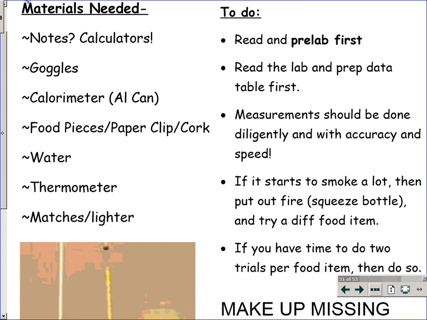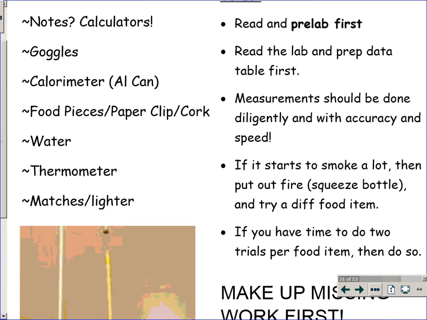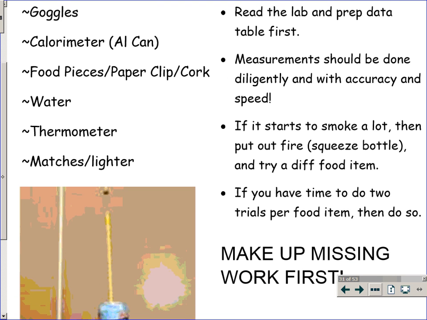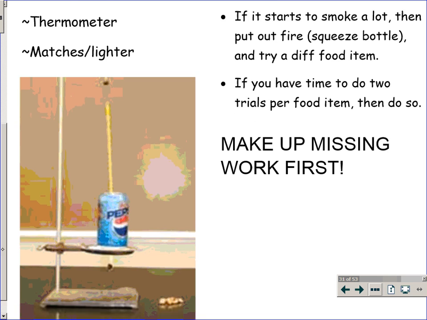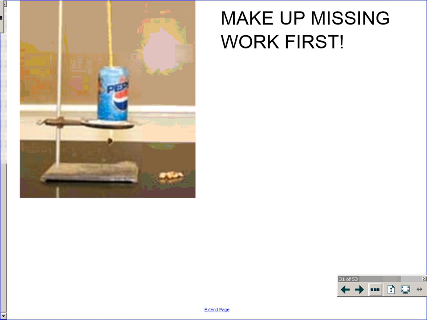The equipment that I'll be providing you is an aluminum can, which will serve as a source of energy measurement. We're going to look for how much energy is transferred to water in the aluminum can. You have your food pieces that do not have marshmallows, water, thermometer, and matches or a lighter. This image is horrible, so maybe sketch this a little bit better. If you sketch the diagram, it might help you with setup.